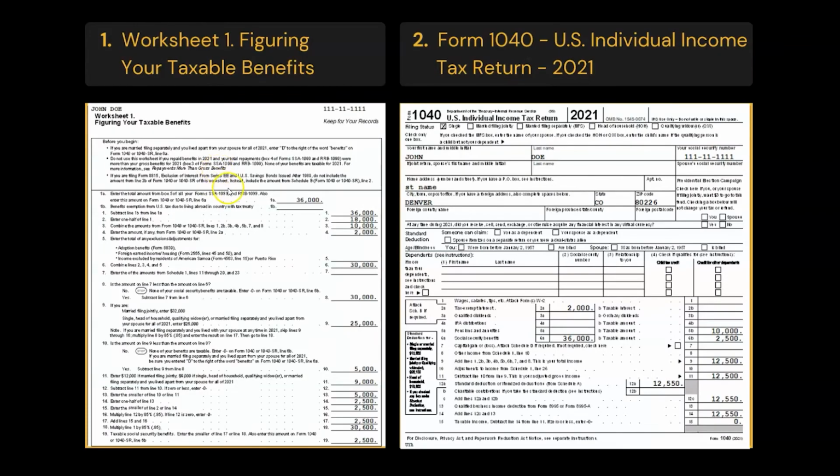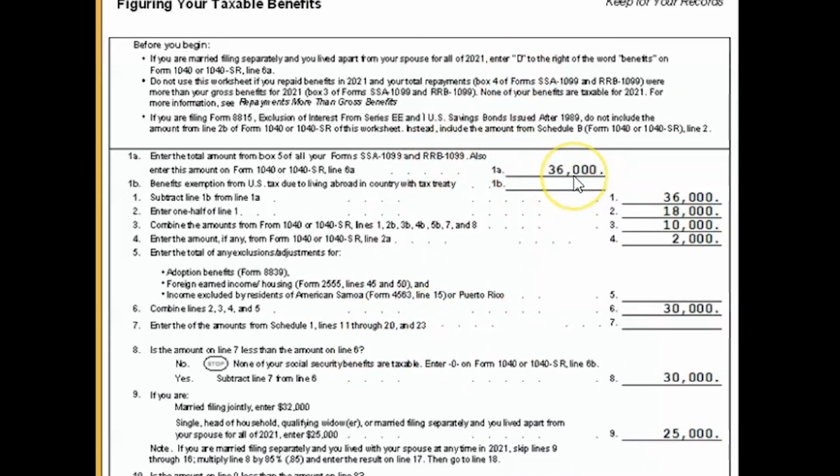Now let's look at how the worksheet works, how it all comes together. This worksheet is basically simplifying what we've gone through in the presentation so far. It started with the net benefit of 36,000. Here it's trying to figure out the provisional income. And so it takes 50% of the 36,000, which gives you 18,000. And then it takes the IRA distribution and the tax-exempt interest, all of them giving you 30,000.